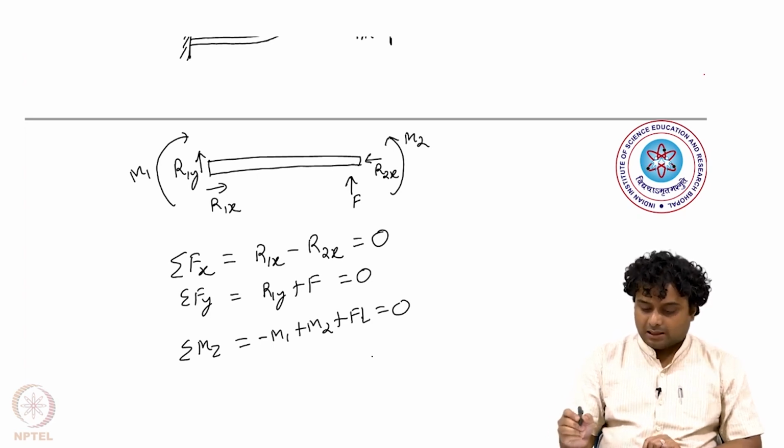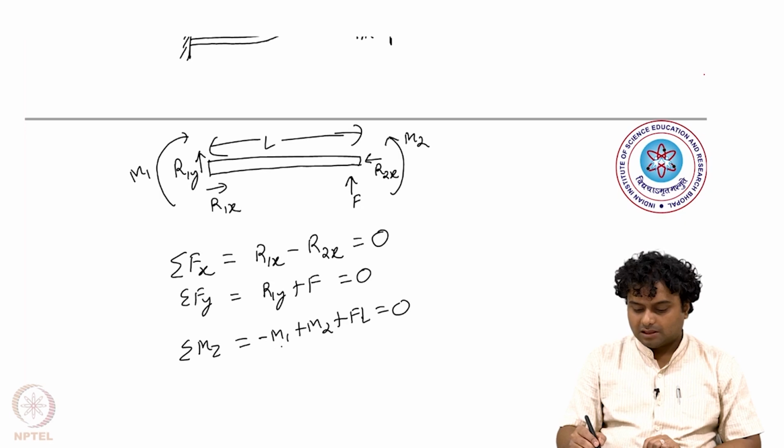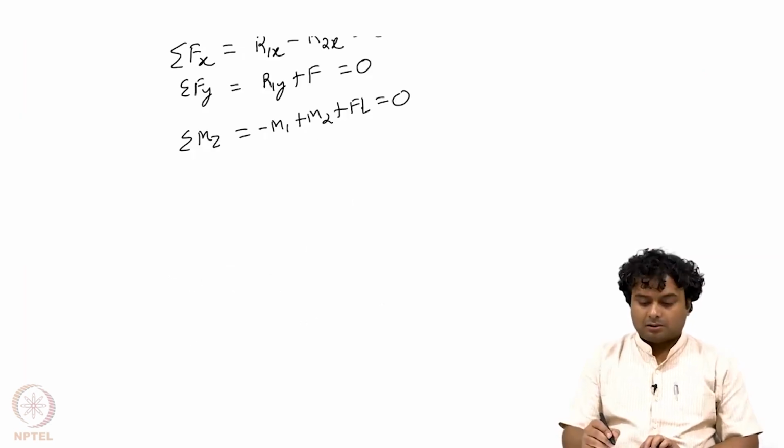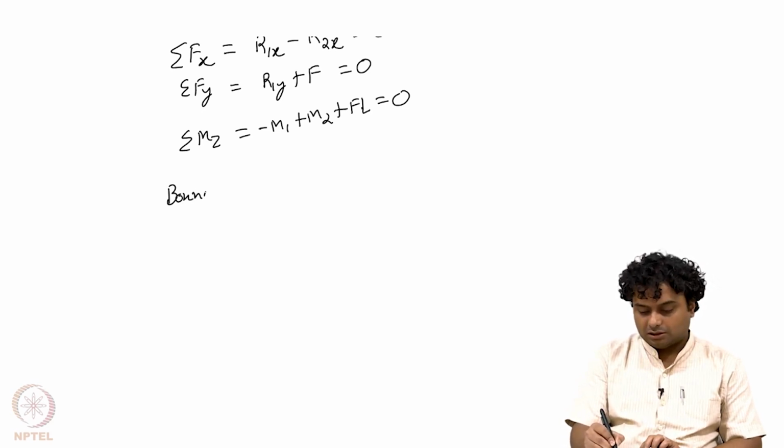Another thing is, let's assume that the beam length is L. So this distance is L. So minus M1 plus M2 plus FL is equal to 0, because this force will have a moment of FL, and M2 and FL are both in the same direction, that is anti-clockwise, and both are positive. So now we are going to discuss the boundary conditions. Let's see the boundary conditions.